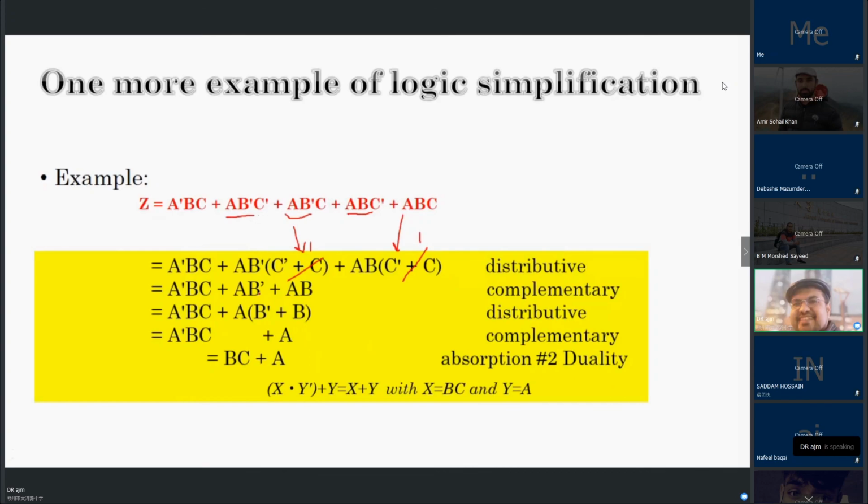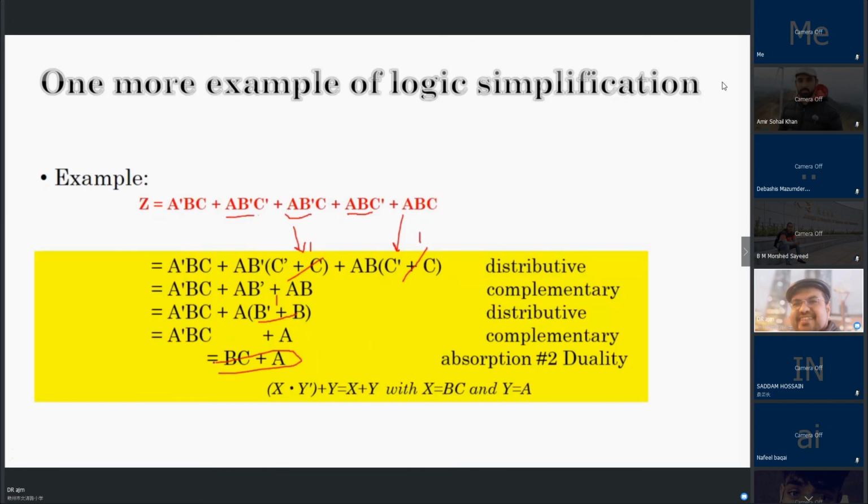Then my second part is A B bar plus A B. If I take out the A, separate the A from that, we have B bar plus B, which again I know is equal to 1. Then from the first part I have A. Then again by the theorem of the Boolean rules, I know that I have A plus BC.